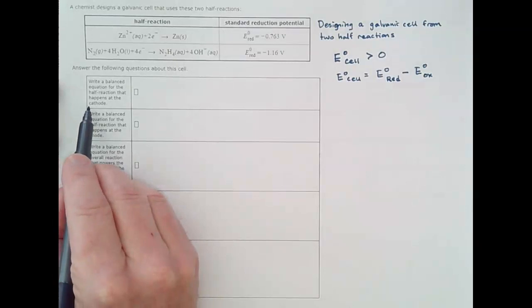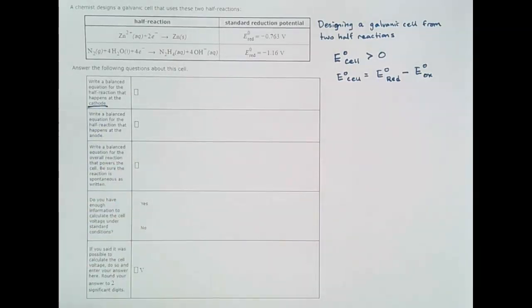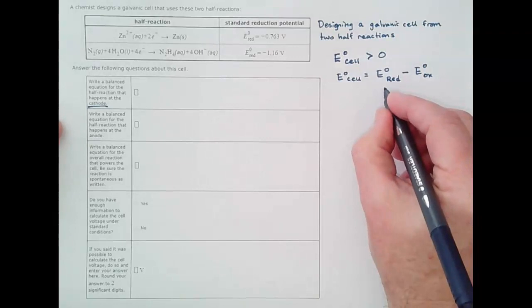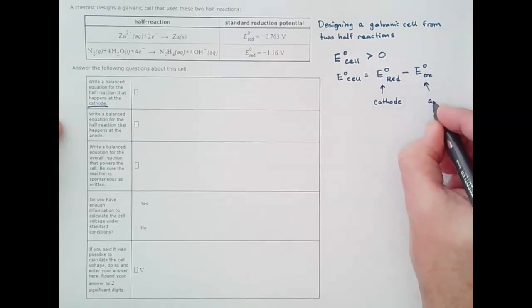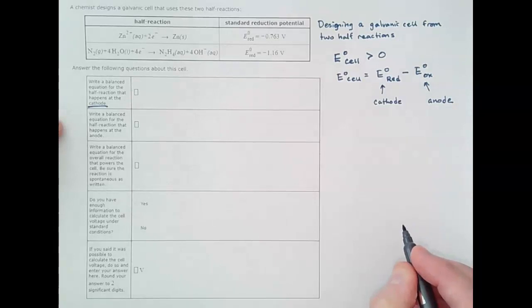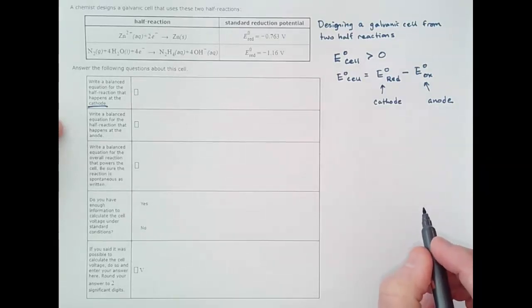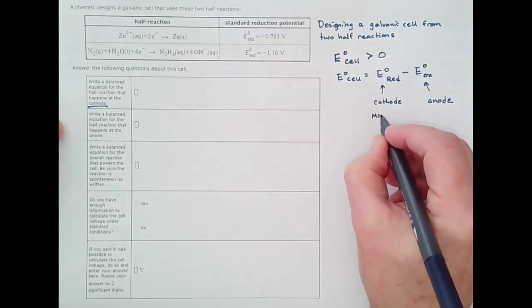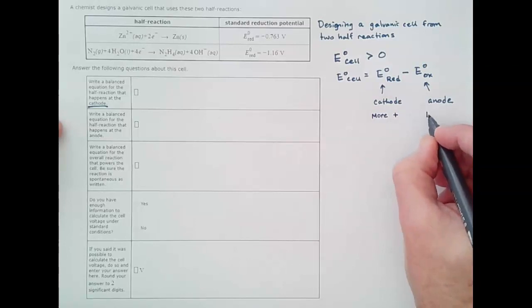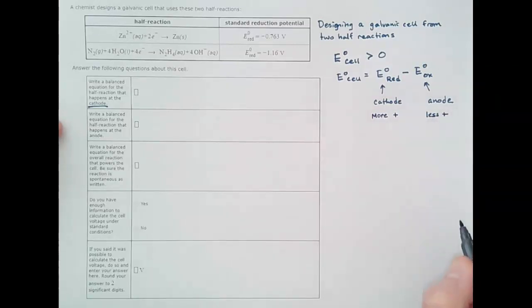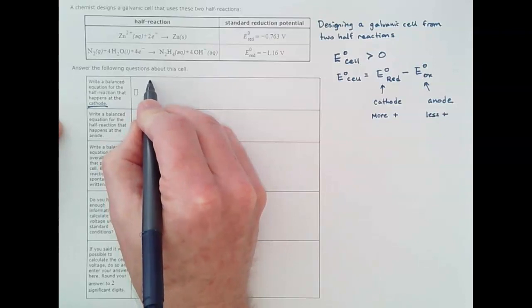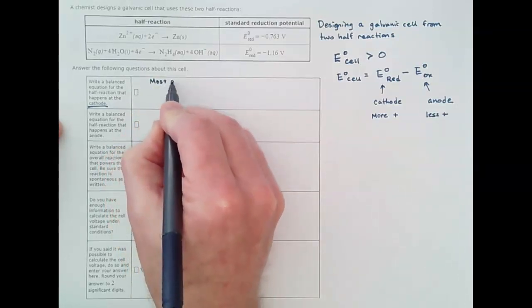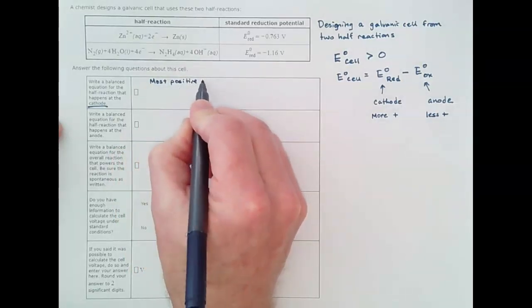So the first question asks us to write a balanced equation for the half reaction that happens at the cathode. So our reduction happens at the cathode, and our oxidation is going to happen at the anode. And to ensure that we have an E0 for the cell that is greater than 0, we want to make our cathode more positive and the anode less positive or more negative. Okay, so when we think about what half reaction happens at the cathode, it's going to be the most positive half reaction.